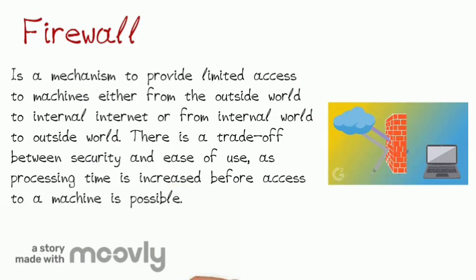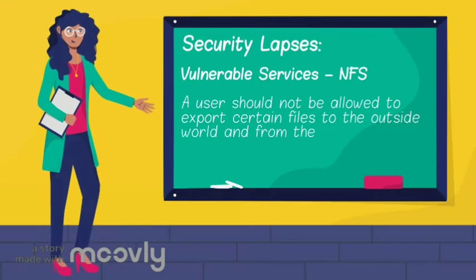Firewall. A firewall is a mechanism to provide limited access to machines either from the outside world to the internal network or from the internal world to the outside world. There is a trade-off between security and ease of use, as processing time is increased before access to a machine is possible.